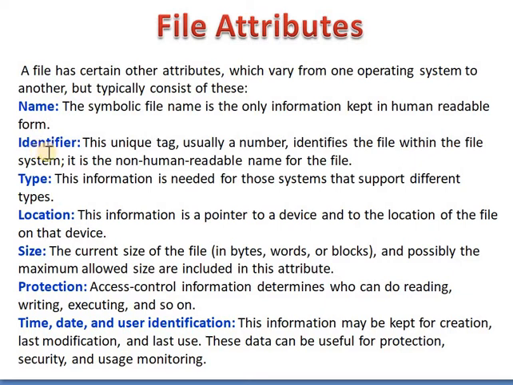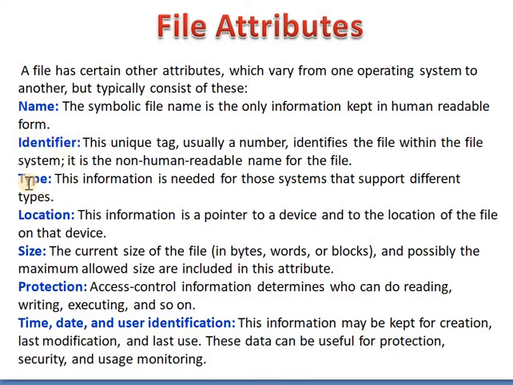Next one is the identifier. The identifier is a unique tag, usually a number, that identifies the file within the file system. It is the non-human readable name for the file, and it is defined by the operating system. One unique tag is assigned to each and every file present in an operating system, and it is usually in a number format.